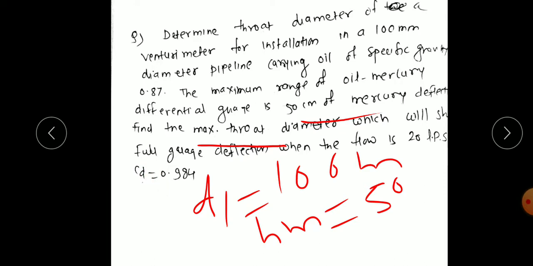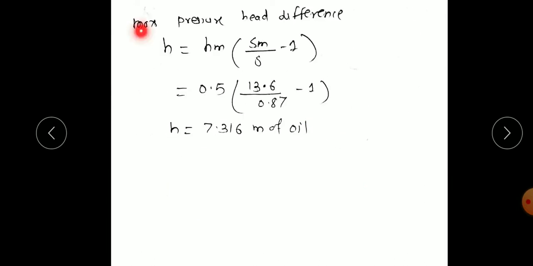CD is 0.984. So again using the formula, the maximum pressure head difference H is HM, the manometric head, that is given as 50 centimeter, so in meter it is 0.5, into SM. The manometric fluid is mercury, so its specific gravity is 13.6, upon the specific gravity of oil, which is given as 0.87. So we get H equal to 7.316 meter of oil. Here we have to remember this value: the specific gravity of mercury is 13.6 and the specific gravity of water is 1. In the same way we can find the H here.